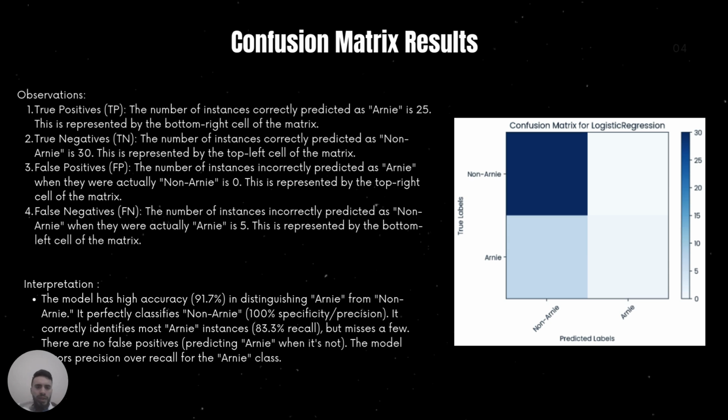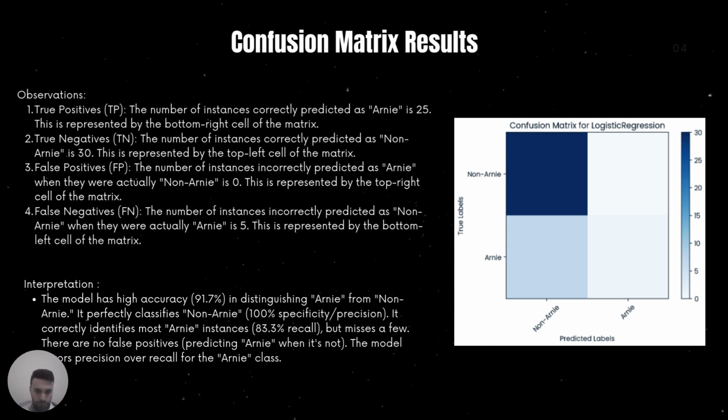As we can see, the model has high accuracy, 91.7%, in distinguishing Arni from non-Arni. It perfectly classifies non-Arni, 100% specificity and precision, as we said about the true positives before. It correctly identifies most Arni instances, but misses a few. So it's not a problem actually. We always have an error percentage, so it's not a big problem. There are no false positives, predicting Arni when it's not. The model favors precision over recall for the Arni class, as we can see.